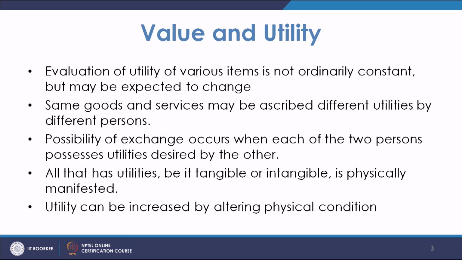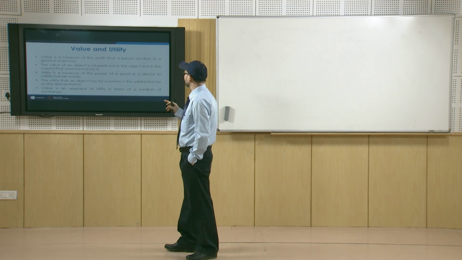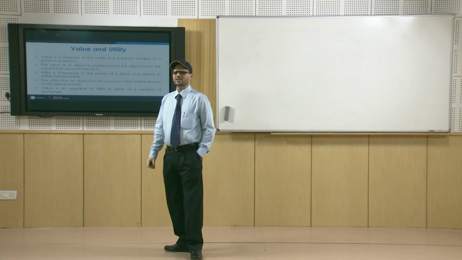Value is a measure of the worth that a person ascribes to a good or a service. The value of an object is inherent not in the object, but in the regard that a person has for it. On the other side, utility is a measure of the power of a good or a service to satisfy human wants. Basically, value and utility are related to each other. The utility that an object has for a person is the satisfaction he or she derives from it. So, value, you can say, is an appraisal of utility in terms of a medium of exchange.